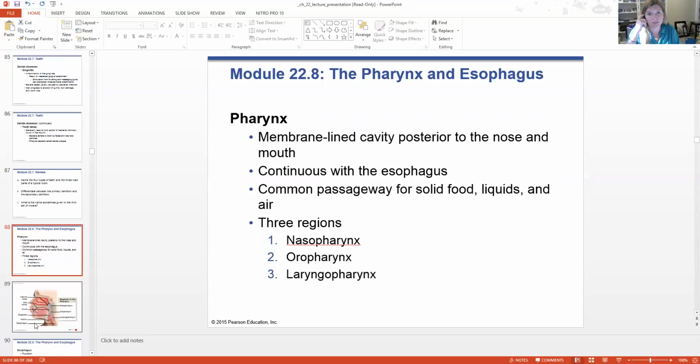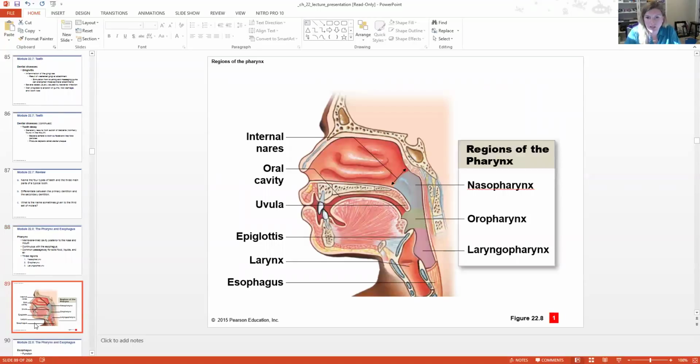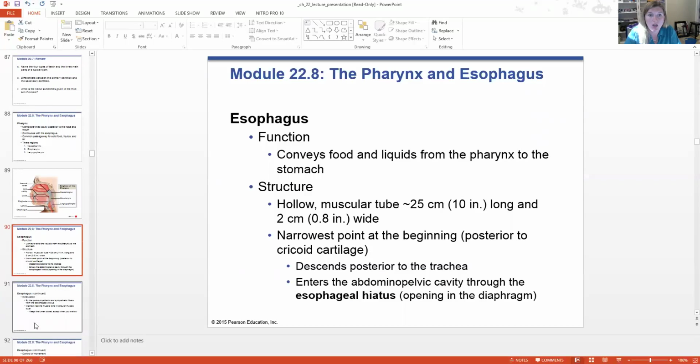So let's talk about the pharynx itself. It is basically this cavity posterior to the nose and mouth, and of course we're familiar with those three regions: the nasopharynx, the oropharynx, the laryngopharynx. It is a common passageway for food and air. And there you see that very common picture, which we should all be familiar with at this point in the semester. Our esophagus is taking the substance that wasn't put down into the lungs through the trachea. All of the food and liquid that goes into our digestive tract comes down the esophagus and takes that food down to the stomach.